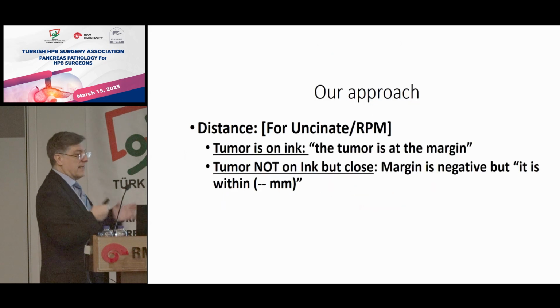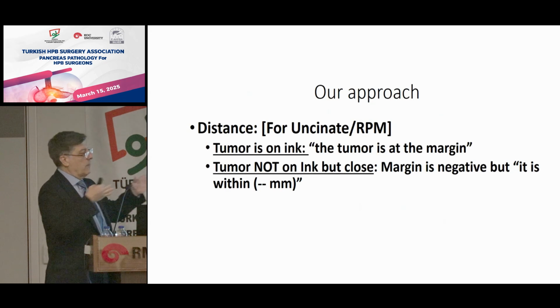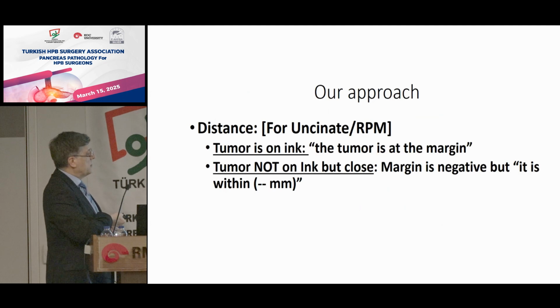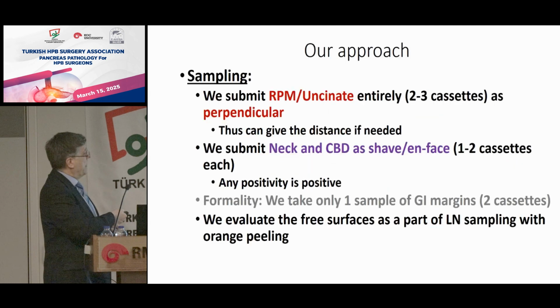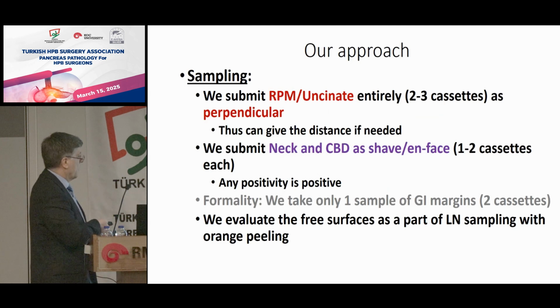For the uncinate, like I said, that's the margin, in my opinion, the most important. We bread loaf and give the distance because it's a perpendicular margin. We call it tumor is at the margin, or margin is negative, but it is within so and so millimeters for that particular margin. Again, I cannot do that. Nobody can do that unless they are doing perpendicular for those as well. For the neck and CBD margins, because those are obtained en face, all of it is just positive, negative, period.